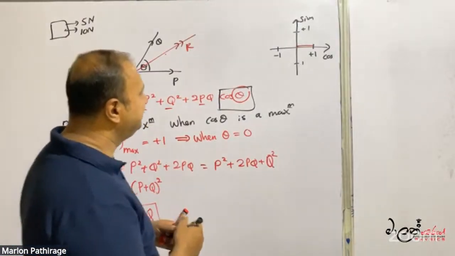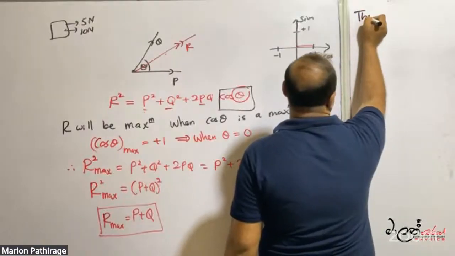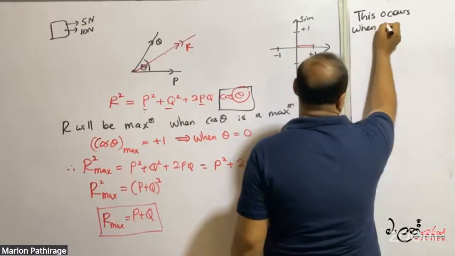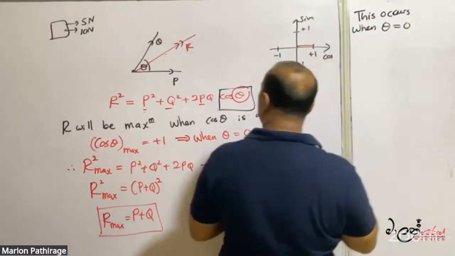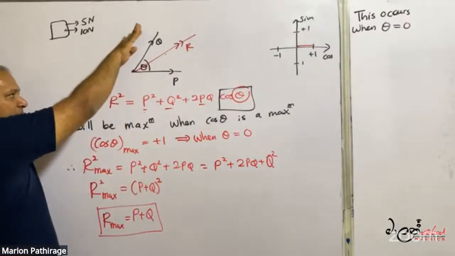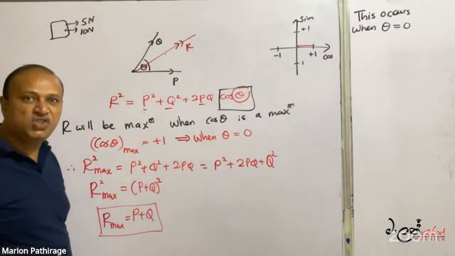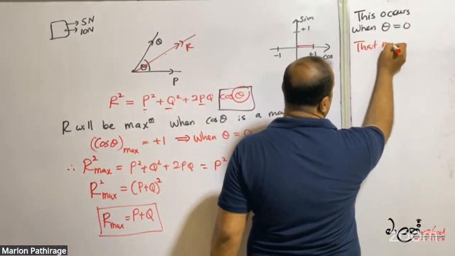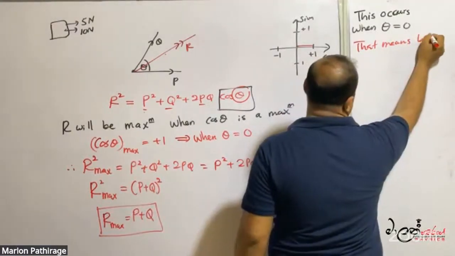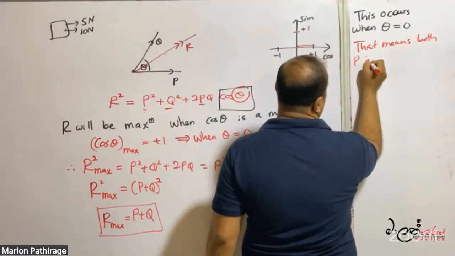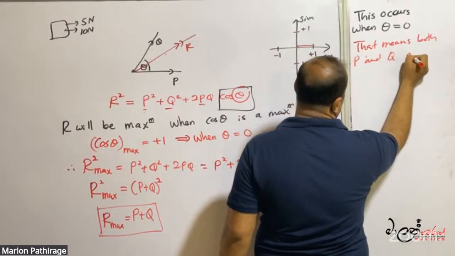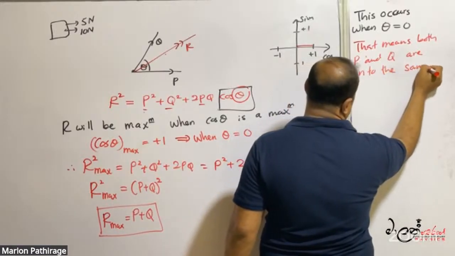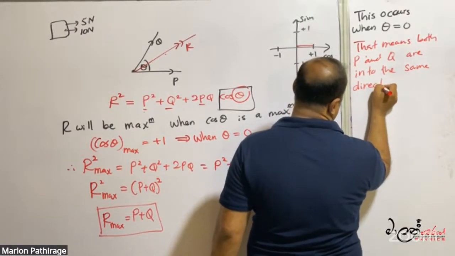Therefore, this occurs when theta equals 0. Theta equals 0 means both P and Q are into the same direction.